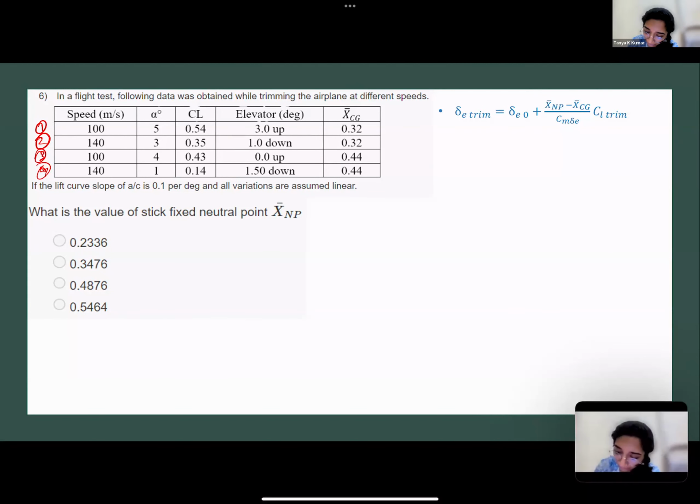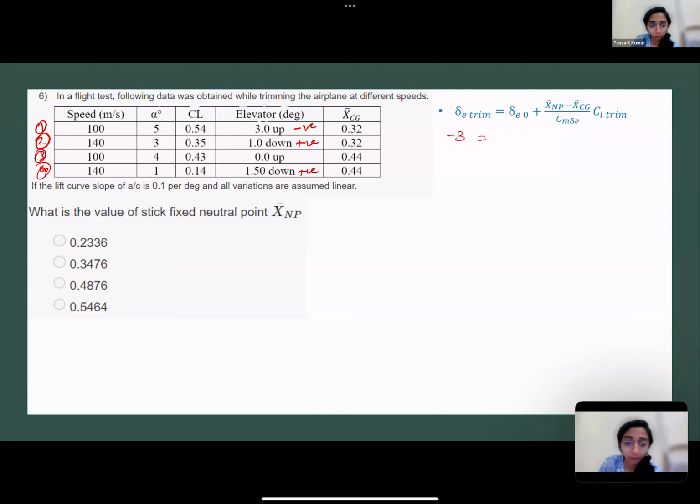Now, what is the delta E of the first case? It is 3 degrees up. Upward deflection of the elevator is considered negative. That is our convention. Downward deflection of the elevator is positive. So for the first case, your delta E required is -3.